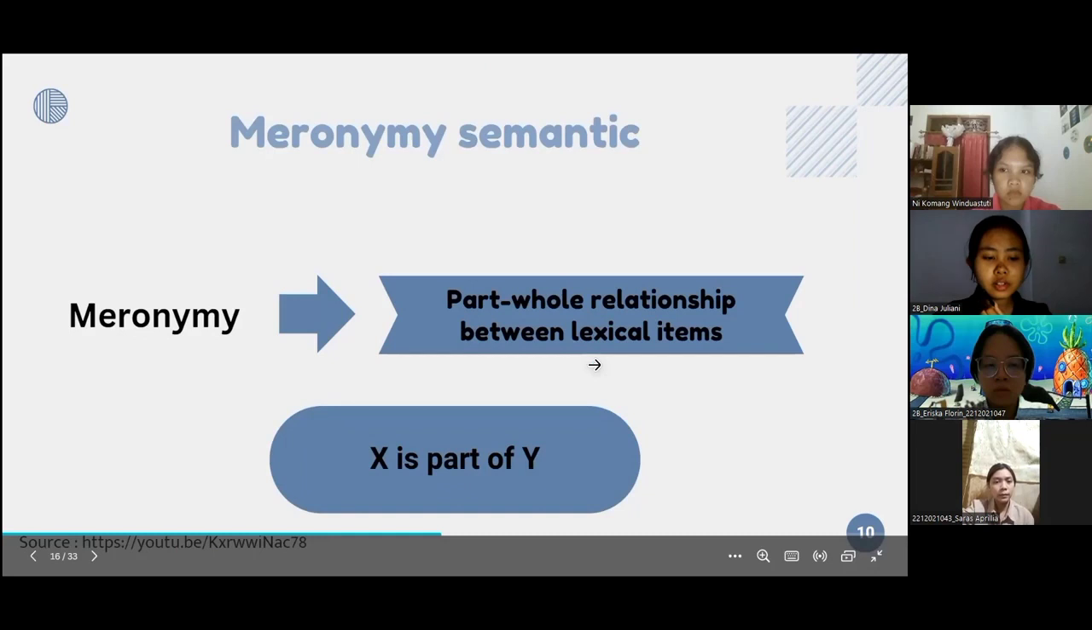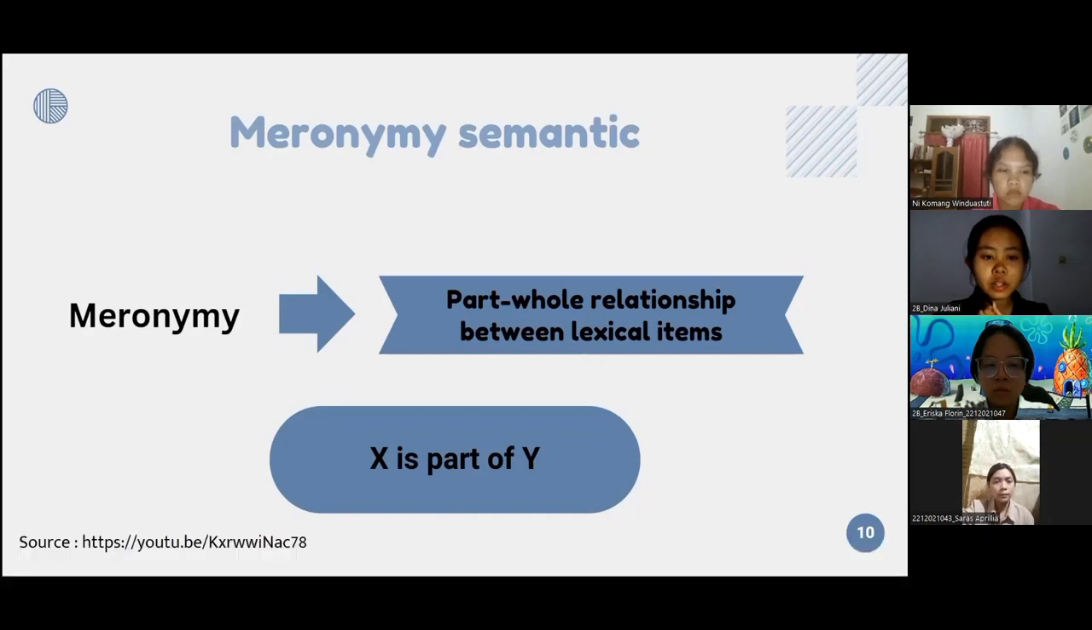Okay, guys, so that's it. The example of polysemy semantics. Right now, let's move to meronymy semantics.